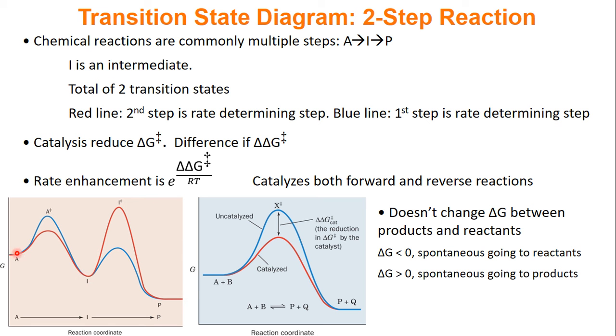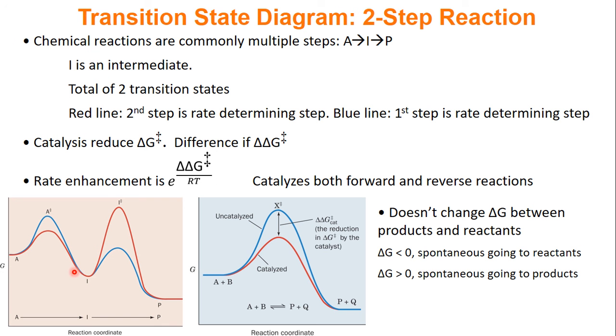Because if we were comparing A to this hump, that's delta G double dagger for our first reaction, then I to I double dagger, you can see this gap is much bigger. So delta G double dagger is much bigger in the second step. So that's how we can determine the rate determining step if we have 2 reactions.